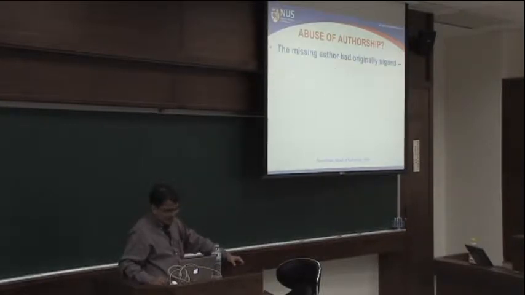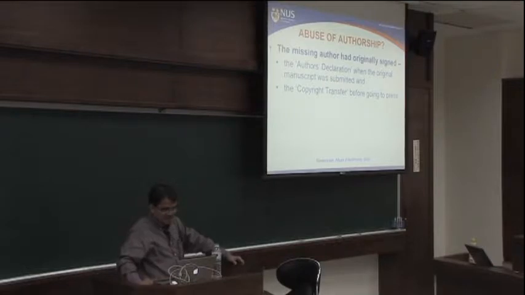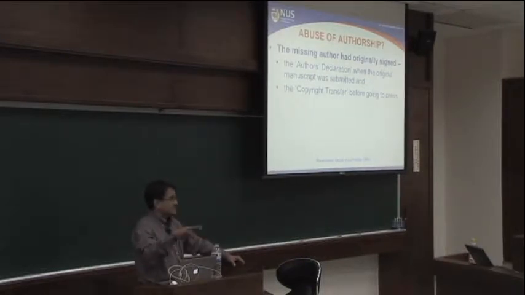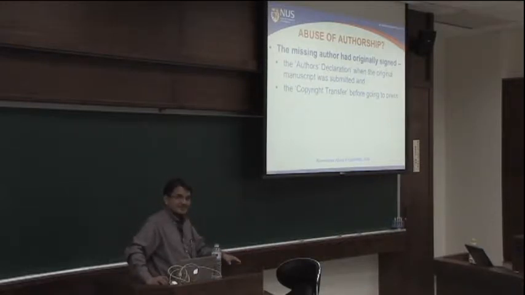But there was a problem because the missing author, the author who is now missing from the list of authors, had originally signed the author's declaration when the original was submitted. Now, he was the one who submitted the author's declaration, and also the copyright transfer before they went to press. Okay, so he was going to be the corresponding author in a way. But now his name is missing, which makes you suspect that they are not actually telling the truth. No? Do you get the point? How can that be a secretary's mistake?